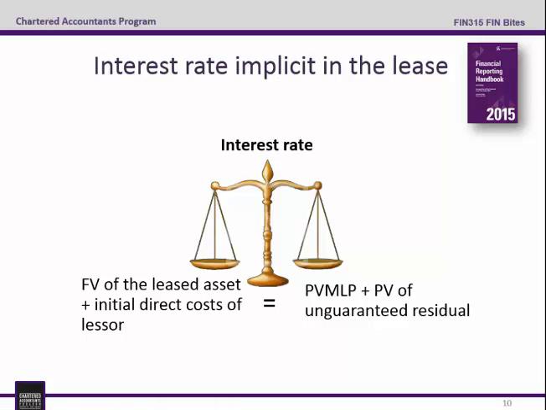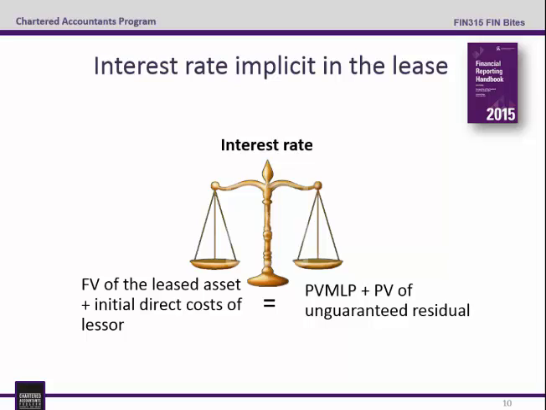It might also help you to think of this interest rate from a practical perspective. The lessor operates in a competitive market. The lessor decides what interest rate they're going to charge the customer, the lessee. The interest rate then determines the value of the repayments that the lessee has to make on the right-hand side of this equation. So that brings me to the end of part one.